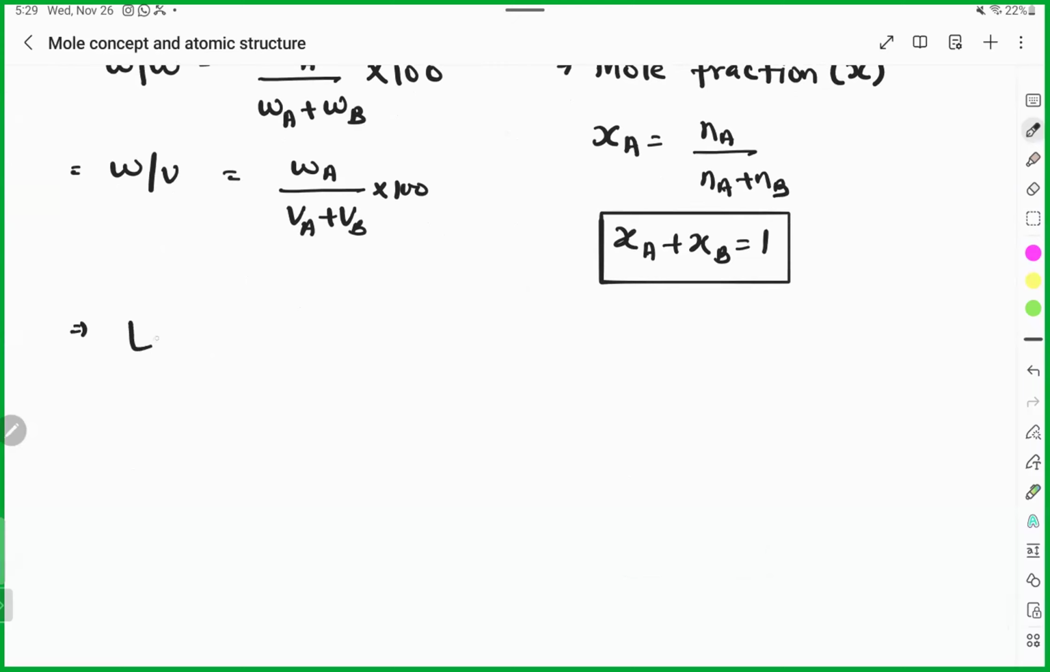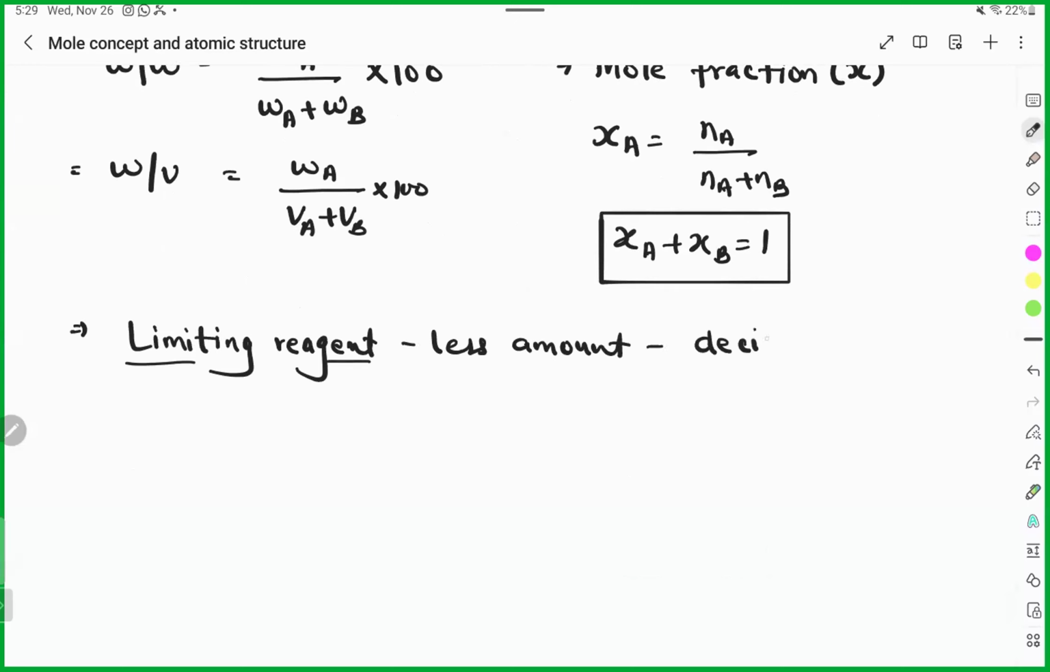you have limiting reagent. Very, very, very important. Limiting reagent means the reagent that is present in less amount. And when it is present in the less amount, it will decide the product amount. It will decide the product amount. Okay, how to decide? Check what should be the limit.